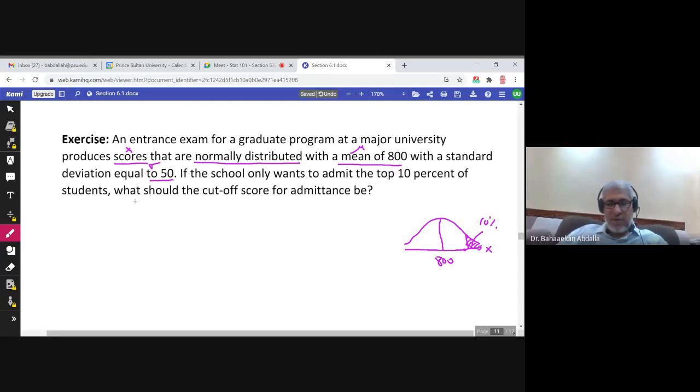And his question is, what should the cutoff score for admittance be? So he's asking for a score. Scores are the random variable. So cutoff score, this is one of the values, one of the scores. So he's asking about x0. Which x0? The cutoff score that the school will take to admit the top 10% of students only.